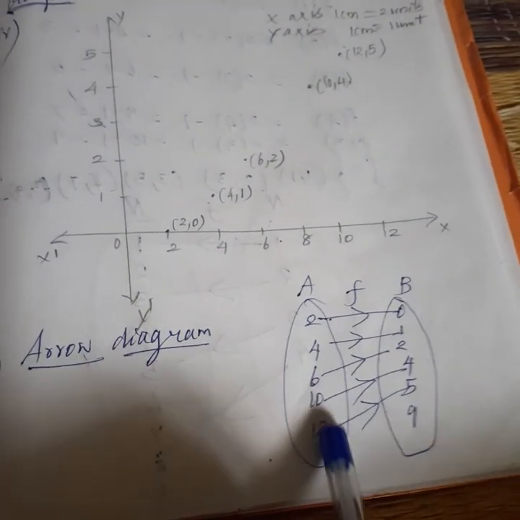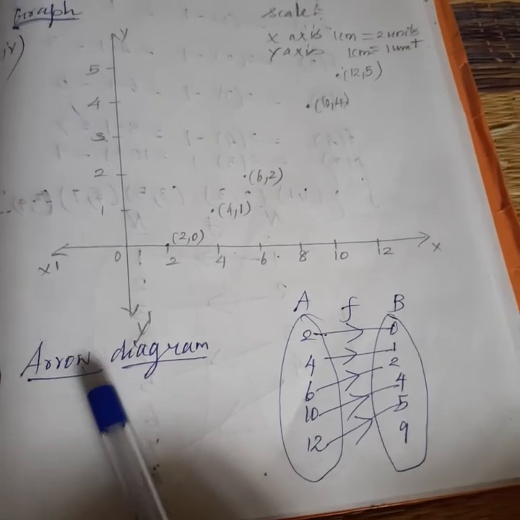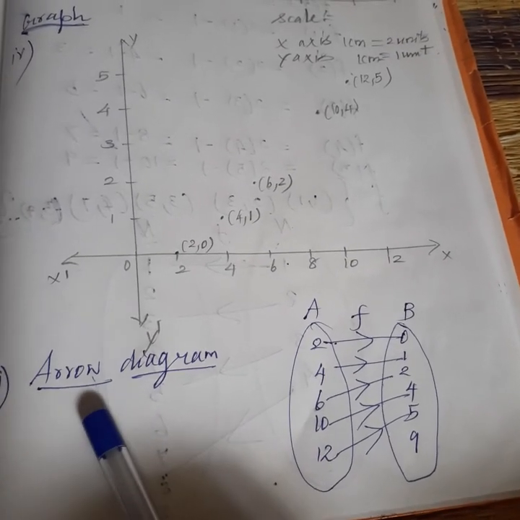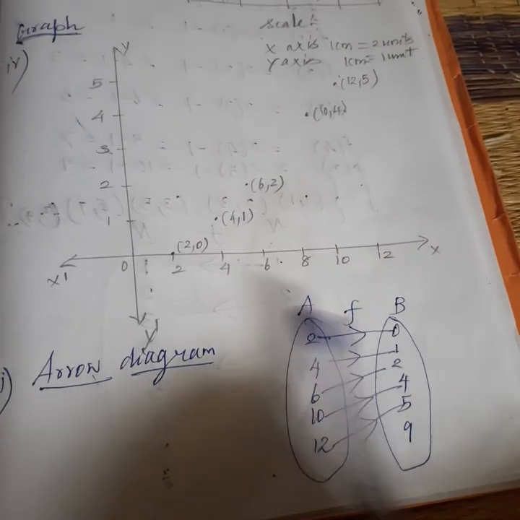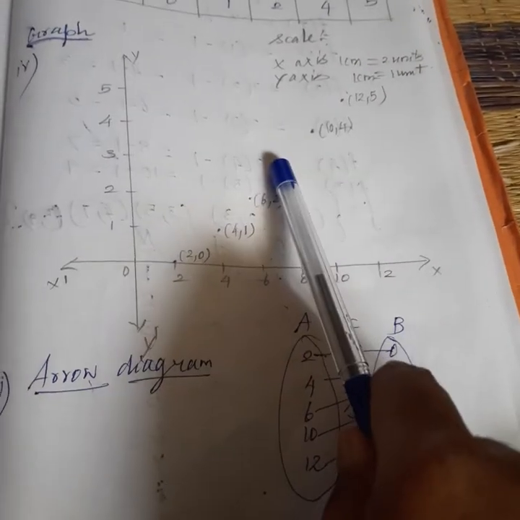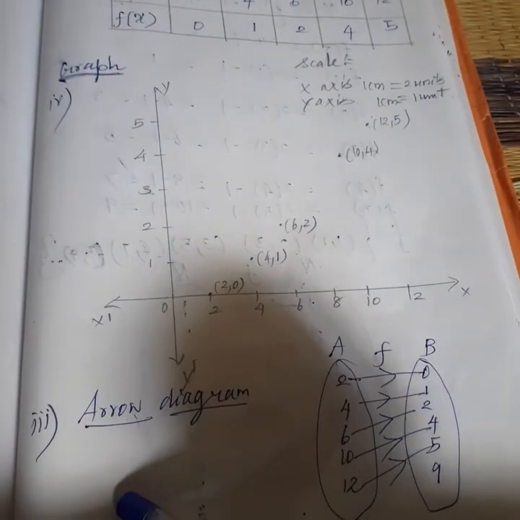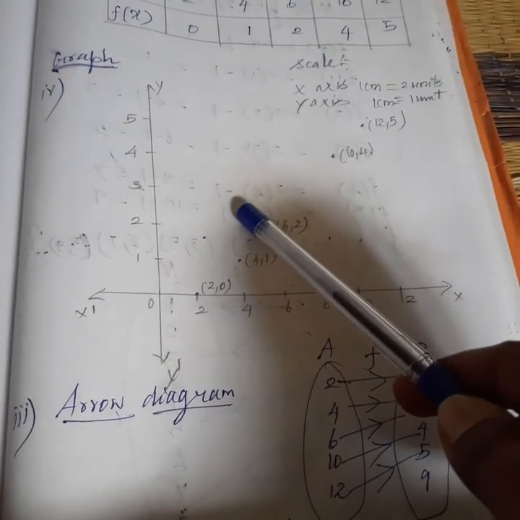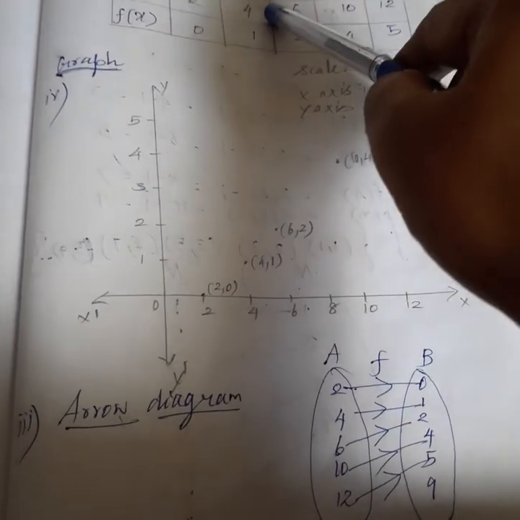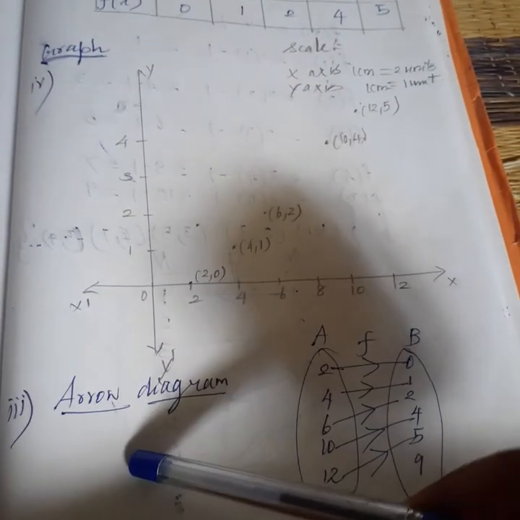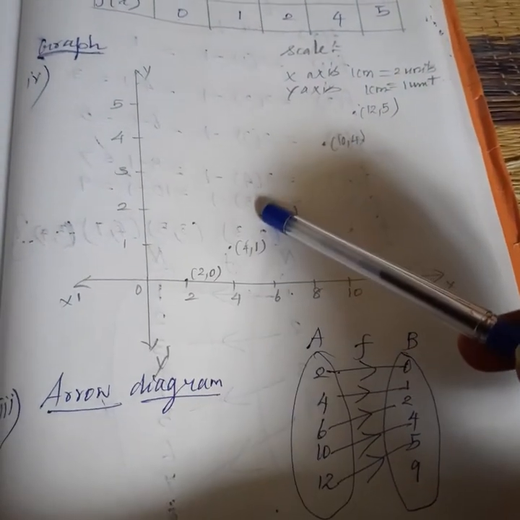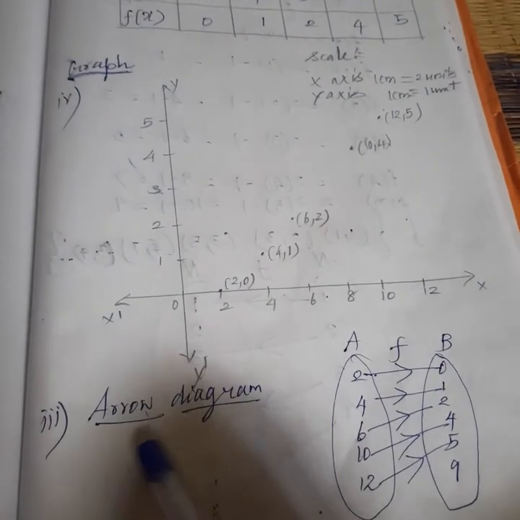Okay, arrow diagram. Actually this is the third one which they have asked for, right? So first we should have done the arrow diagram and next only the graph. Okay, listen, after the table please go to the arrow diagram, and at last you go to the graph. All right, first table, next arrow diagram, then graph. So subdivision 3 is what?